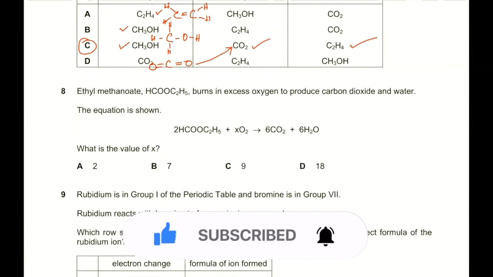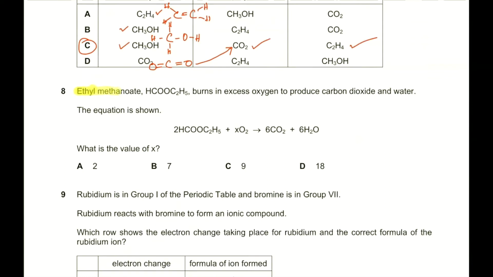All right, question number 8. Ethyl methanoate burns in excess oxygen to produce carbon dioxide and water. The equation is shown. Ethyl methanoate plus XO2 produces 6 CO2 and 6 H2O. What is the value of X?